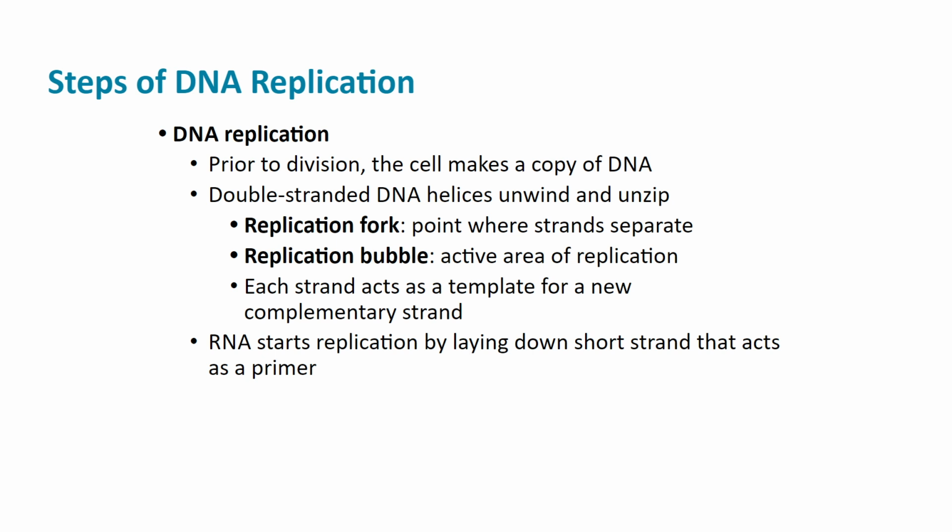The area where the strands separate is called the replication fork, and the area where we are actively replicating DNA is the replication bubble. Each old strand has to act as a template strand for the new strand, and we're going to see that DNA replication creates complementary strands. We're also going to use RNA as a start point, and the RNA is actually laid onto a certain part of the separated DNA strand, and it serves as an RNA primer so that the enzyme DNA polymerase knows where to start producing more nucleotides during DNA replication.